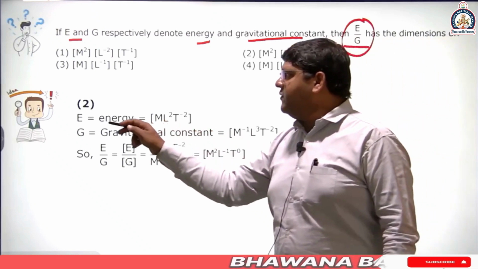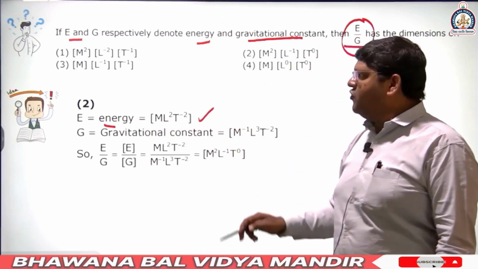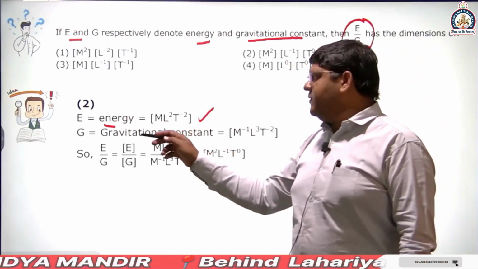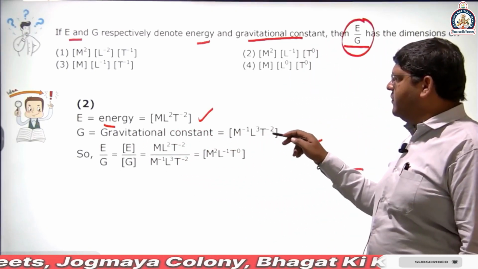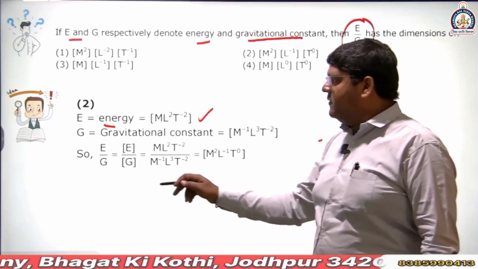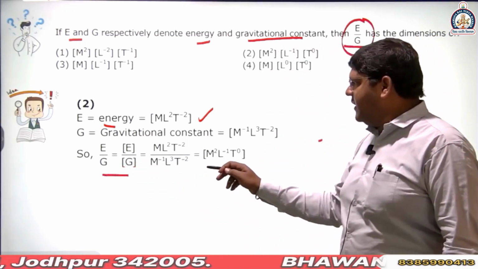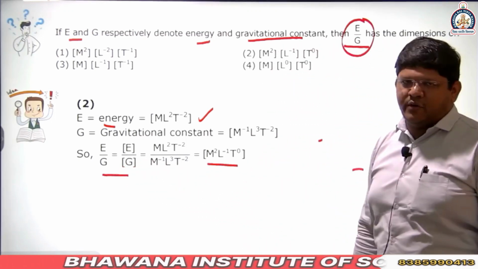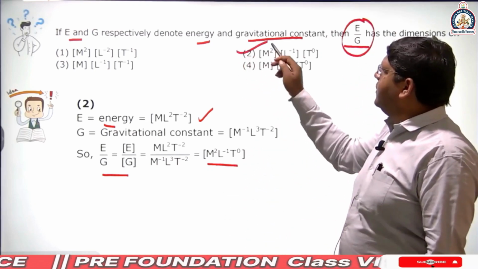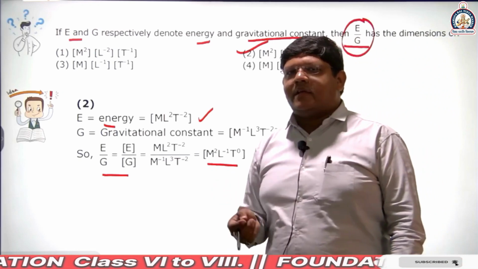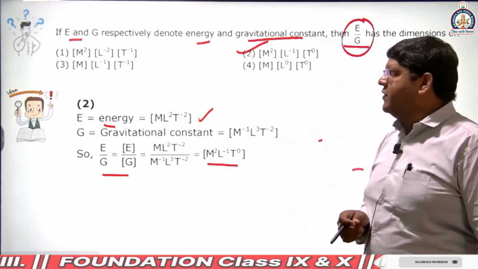So simply the dimension of energy is M L square T raised to power minus 2, and the dimension for G is equal to M raised to power minus 1 L raised to power 3 T raised to power minus 2. By simply dividing the dimensions, we get the answer M raised to power 2, L raised to power minus 1 and T raised to power 2. That is our option number 2. This is simply the application of formulas of dimension.